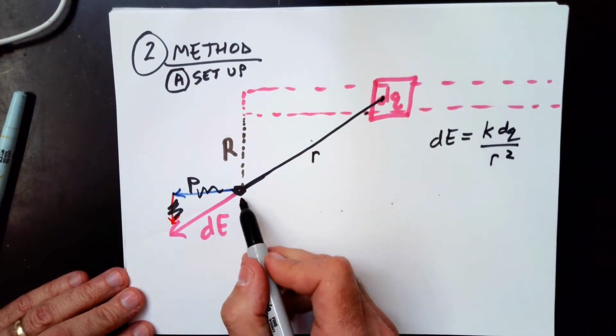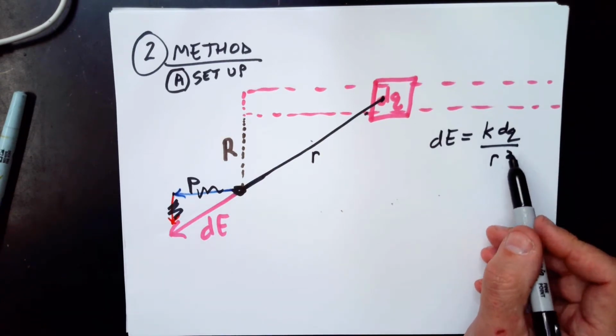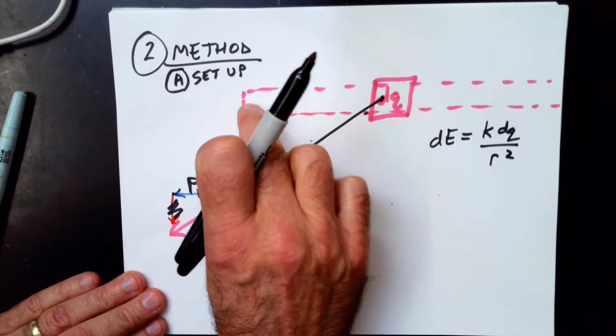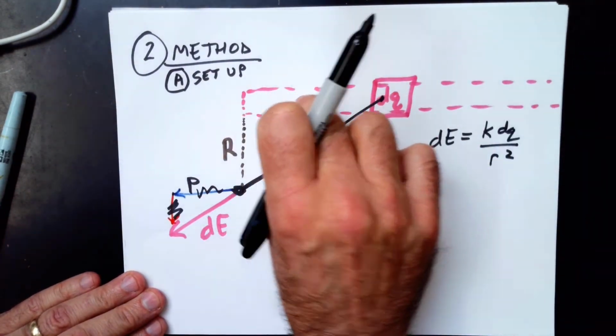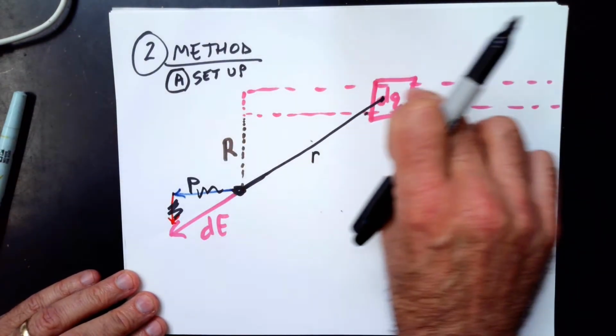Okay, in that case the little electric field dE would be k dq over r squared. Well, there are some problems here. We have two variables that will change, and what we'll do is come up with an expression for this and look at how it changes as we look at all the dq's starting here and going to the right. Okay? So as we do that, think about what will change.